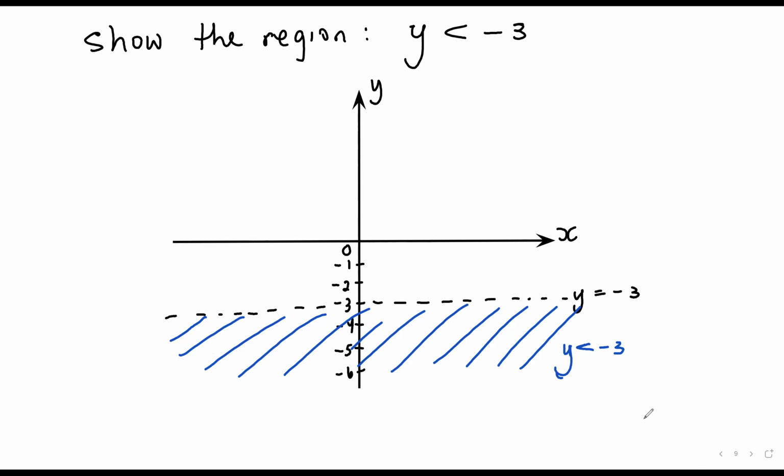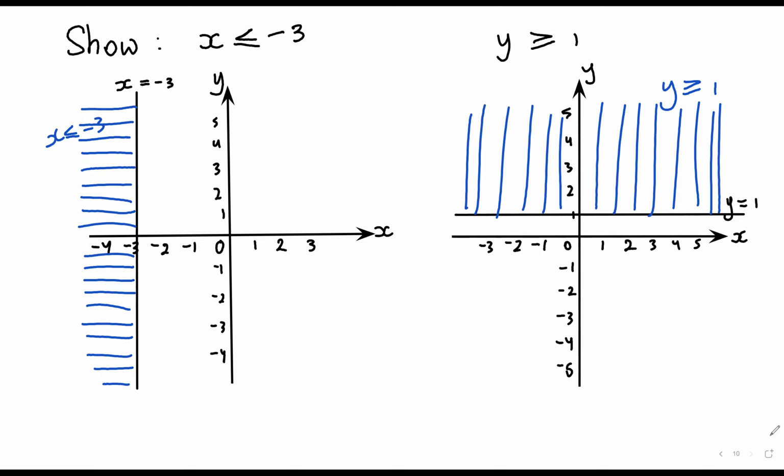When you're showing the regions for inclusive inequalities, you use solid lines. So you sketch the line, but instead of it being broken, it has to be solid. So if you want to show x is less than or equal to -3, you first need to sketch the line x is equal to -3, and it must be a solid line.